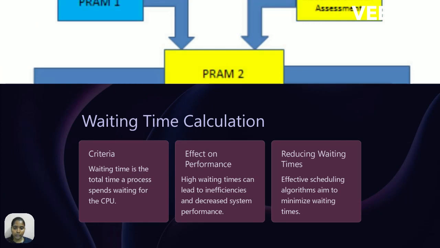And the next one is waiting time calculation. In that, the criteria of waiting time calculation: waiting time is the total time a process spends waiting for the CPU. Effect on performance: high waiting times can lead to inefficiencies and decreased system performance. And reducing waiting times: effective scheduling algorithms aim to minimize waiting times.